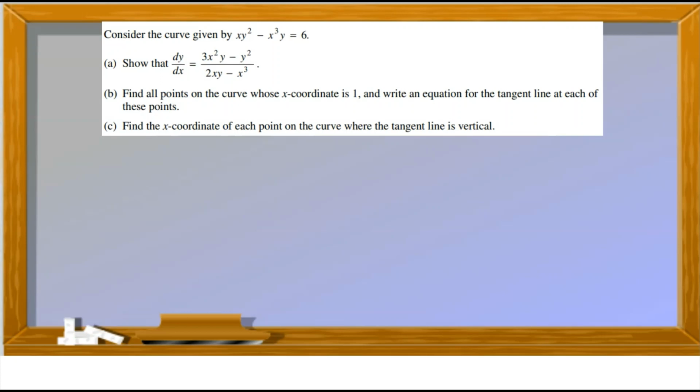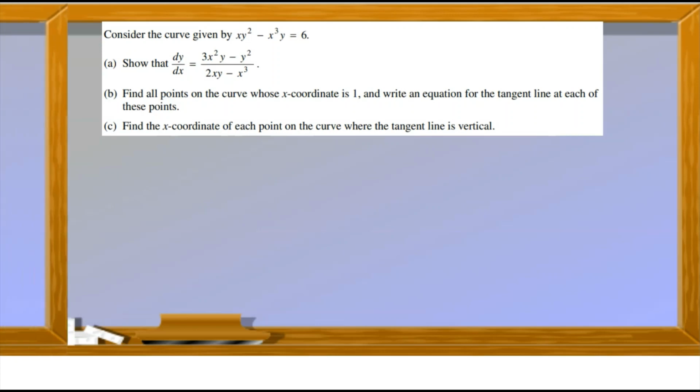In this video we're going to focus on question 5 from the AP Calculus 2003 free response portion. In this problem we have an expression given implicitly. In part A it says show that dy over dx is equal to the expression on the right-hand side. In order to verify this, we need to apply implicit differentiation to the given expression.